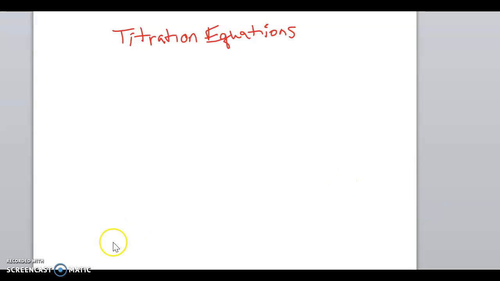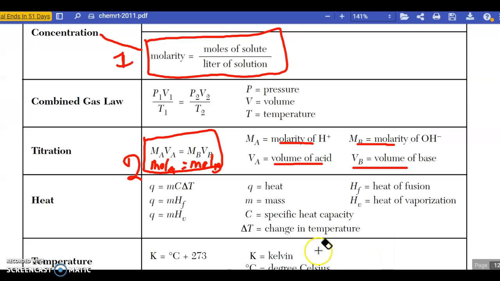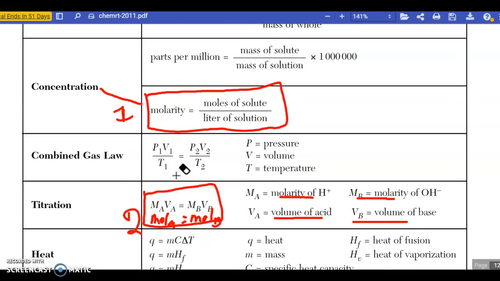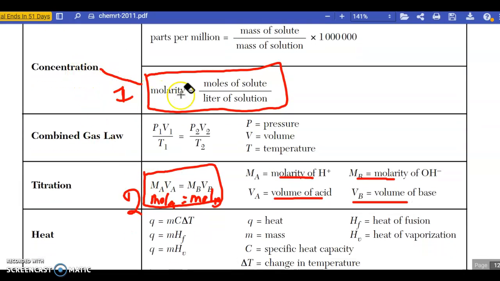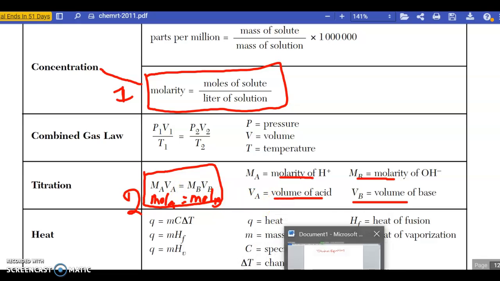So far I mentioned 3 equations in all of our units. They're based on the equations that are on your reference table. I talked about the concentration equation, molarity equals moles over liters, and I talked about the titration equation, and the titration equation with an extra little part to it. So let's write them all down and talk about them more.